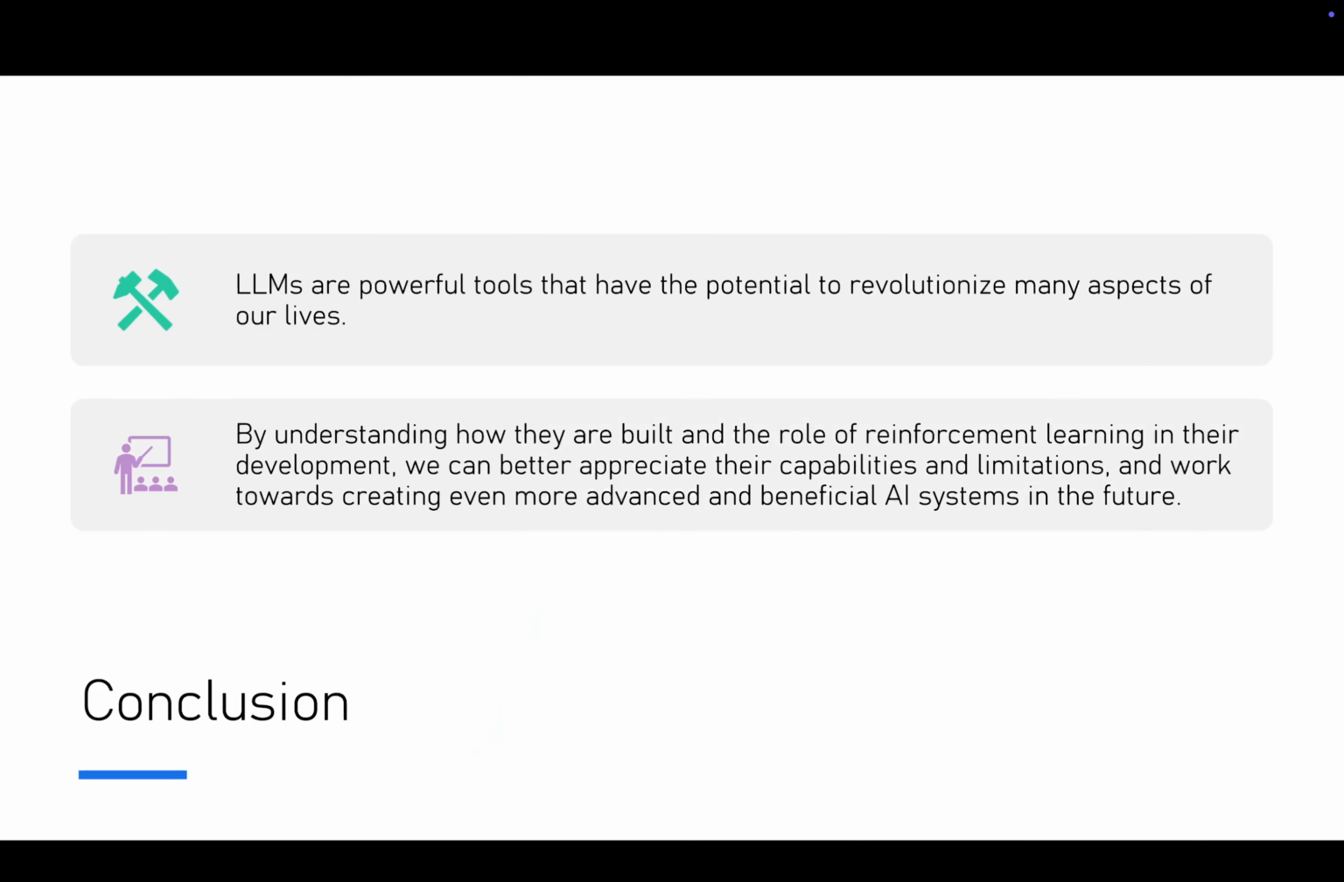So, all in all, what have we learned? LLMs are powerful tools that have revolutionized many aspects of our lives, as we know by now. And by understanding how they are built and the role of reinforcement learning in their development, we can better appreciate their capabilities and limitations, work towards creating even more advanced and beneficial AI systems in the future, and hopefully create the AGI. Or I don't know, maybe that's the point, right?